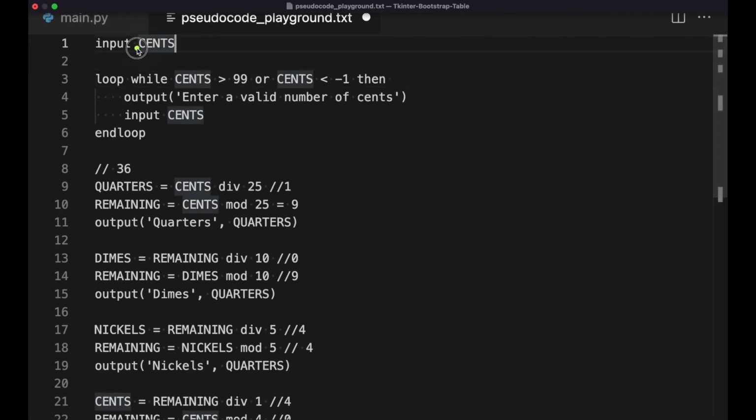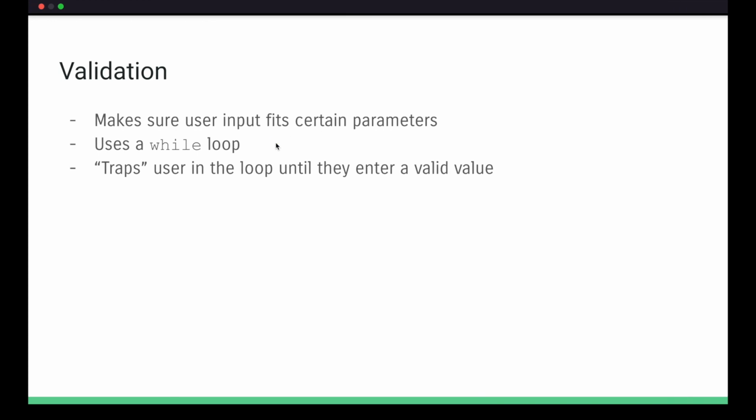certain parameters, which is that our input is going to be less than or equal to 99, and greater than -1. So between 0 and 99, basically. So the and means that it's going to fit both of those categories. So it should be less than or equal to 99 and greater than -1. So 0 or greater. Now that's an example of validation.